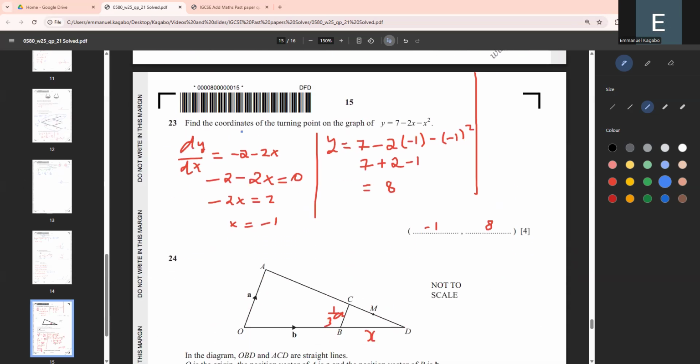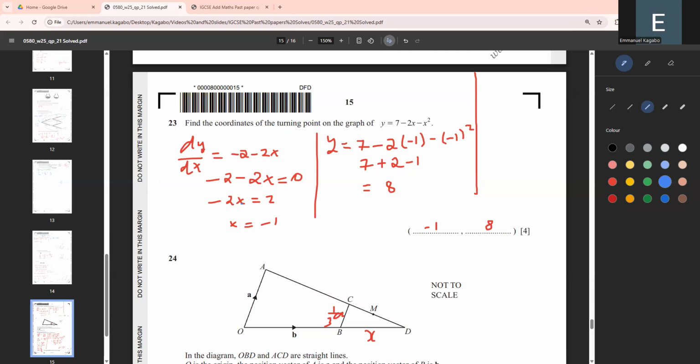Very good. Find the coordinates of the turning point of the graph. Oh, turning points. Very good. Turning point normally means maximum or minimum, and you always get maximum and minimum by doing first derivative equals 0. That's what I did. You can also do completing the square, but let me do derivative here. Derivative of 7 is 0. Derivative of that is minus 2. Derivative of that gives me minus 2. Then set it equal to 0. Why? At a turning point, the maximum, the gradient of your function will always be equal to 0.